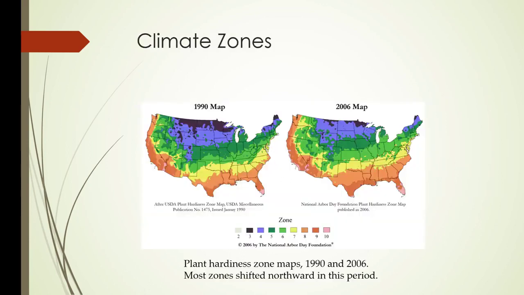So here are examples of the USDA hardiness zone maps. One on the left is from 1990, the one on the right is 2006, and you can see the purple colors are the coldest areas, and those have moved north. And then the orange and the pink are the warmer climates, and those have moved up. And I'm sure it's changed even more so since 2006.